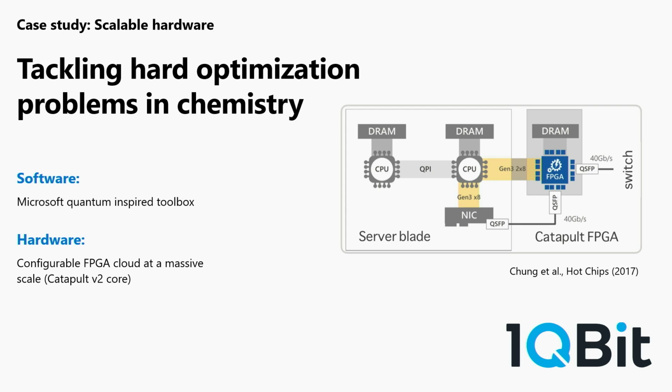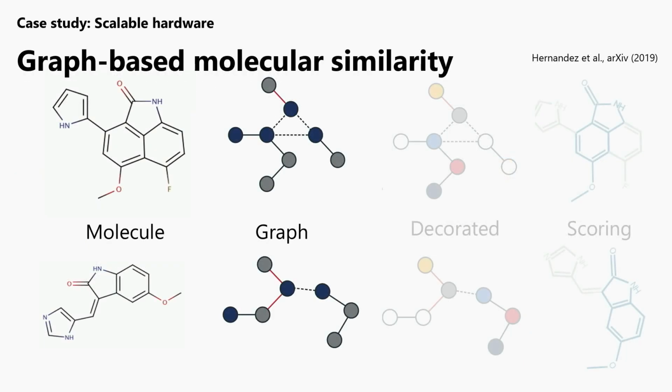So to just show you what we can potentially do, I'd just like to show you an example from work that was done by Maritza Hernandez and colleagues at 1Qubit, which is graph-based molecular similarity. It's a very important problem in chemistry. As I said, this is key if you want to make sure you don't wait too long for paint to dry.